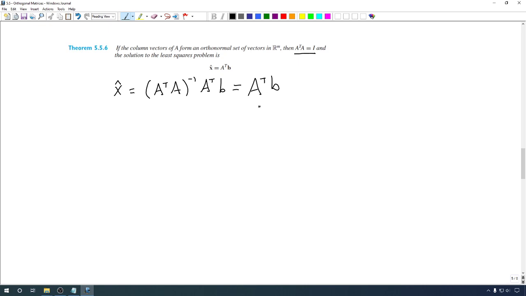So that really simplifies the least squares problem. We can just multiply by the transpose of our matrix A, and we're done. We don't have to do anything more.